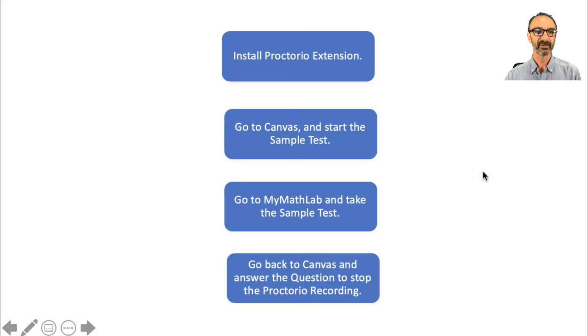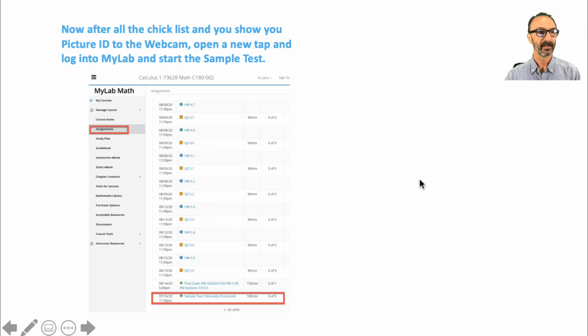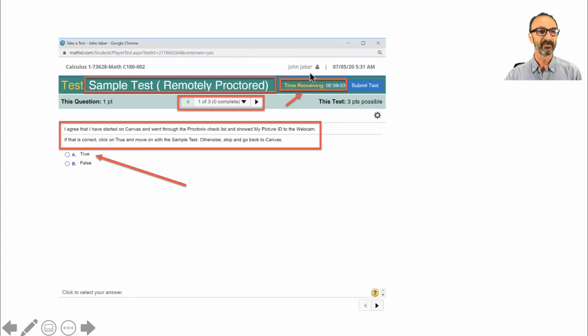Now we are good. Go to my MyLab and take the sample test. Let's do that. Assignments. Go to the assignments. Find it. Sample test. So far so good. Time remaining. 1 out of 3. I have the first question and I gave it 1 point and I don't mind.